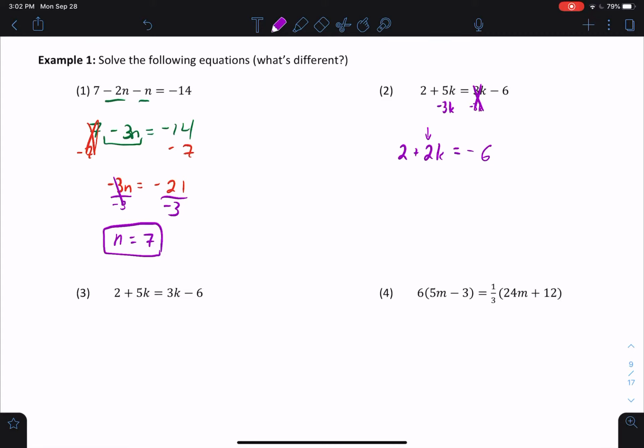All right? So next step is to just go back to what we know how to solve. I'm going to subtract 2 from both sides. So it's going to be 2 times k equals negative 8. Divide both sides by 2. I'll get k equals negative 8 divided by 2, which is negative 4.